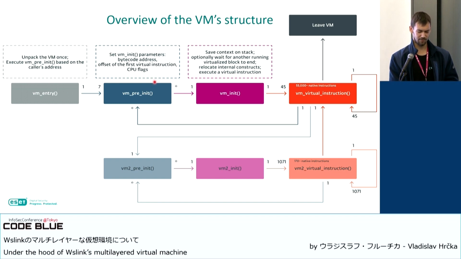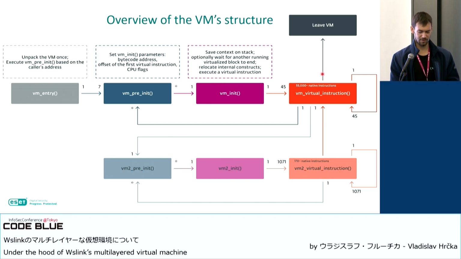After that, all these VM pre-inits call one common VM init, which is supposed to save the rest of the native context on the stack, and optionally wait for another running virtualized block to end. Because all the threads actually share one common virtual context, they somehow need to manage and synchronize. And after that, they relocate internal constructs and finally execute the virtual instruction based on the offset.